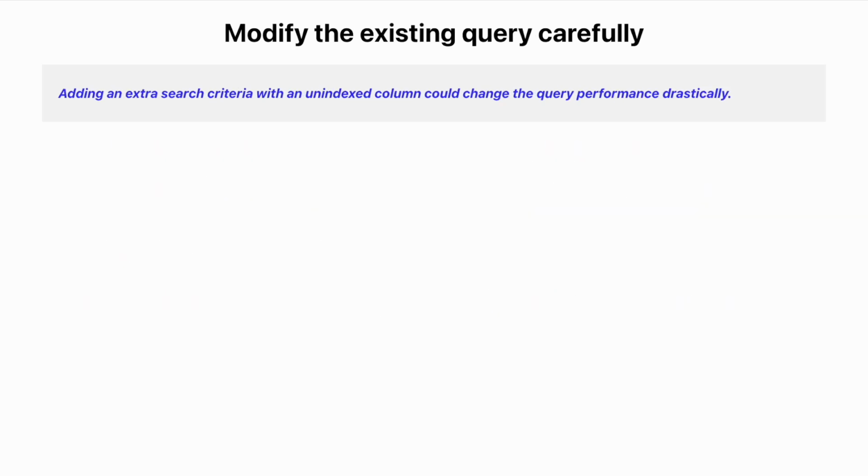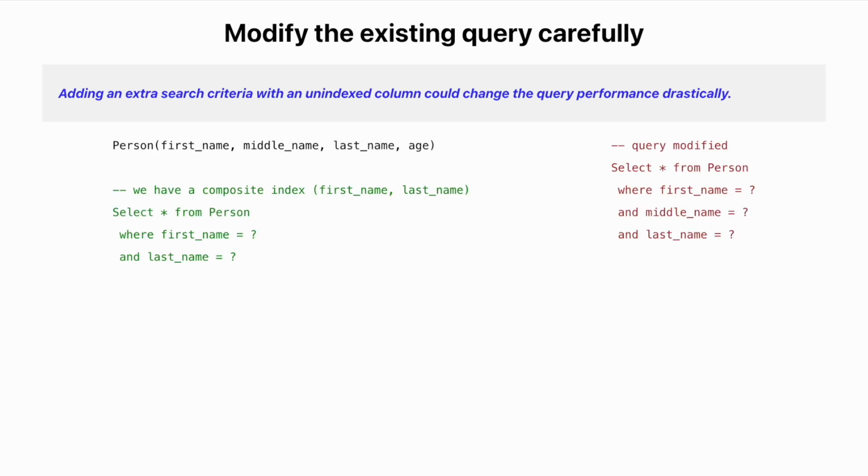Modify the existing query carefully. Adding an extra search criteria with an unindexed column could change the query performance drastically. For example, when we have a composite index, first name, last name, and when we run a query that uses columns in the composite index, then performance will be faster. Later, when we decide to change the query and add an extra search criteria without updating the composite index, it will affect the performance.